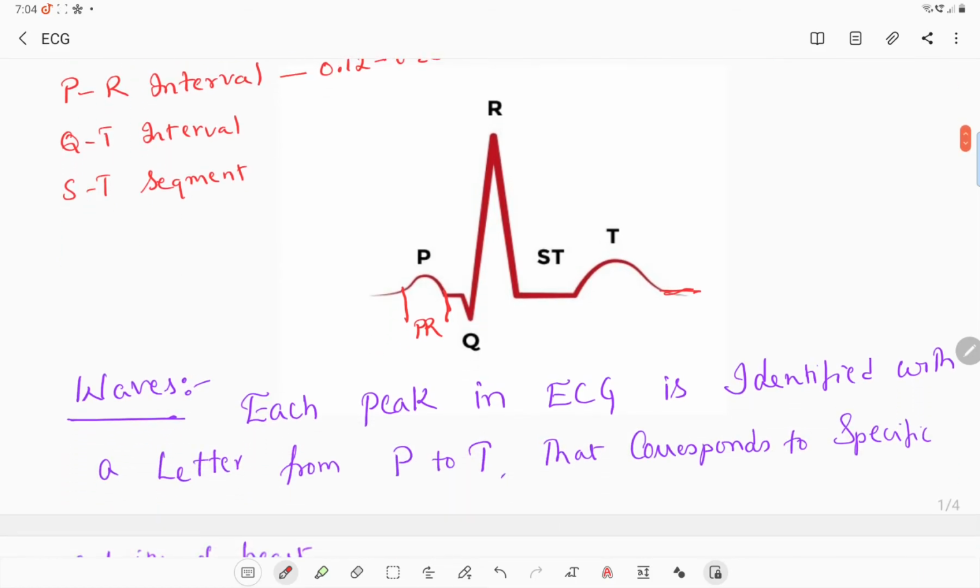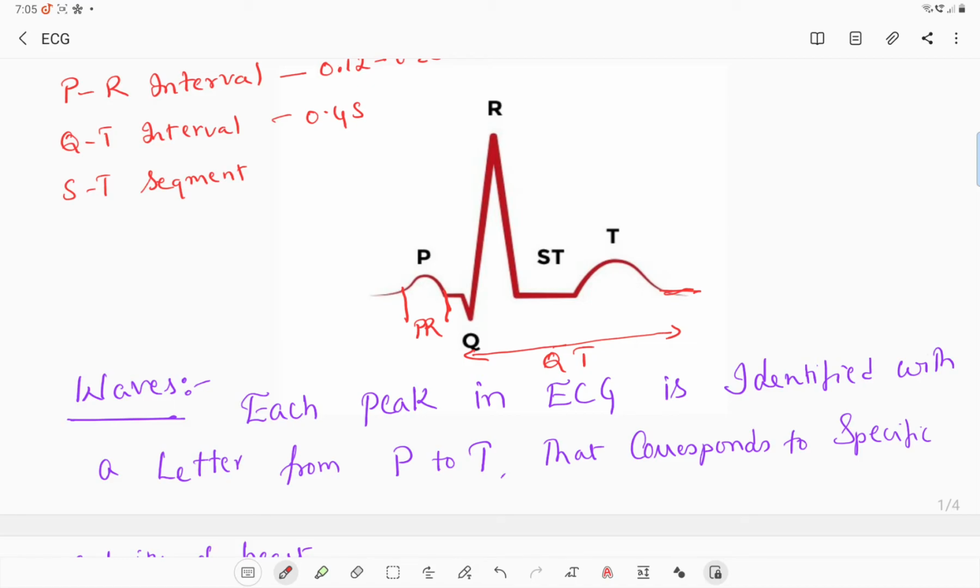Then what about the QT interval? QT interval means the beginning of the Q wave to the end of T wave. This is the QT interval. The QT interval time taken is 0.4 seconds. So QT interval means the beginning of QRS complex to the end of T wave.